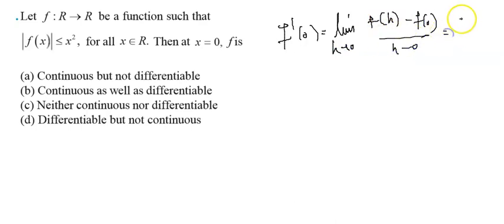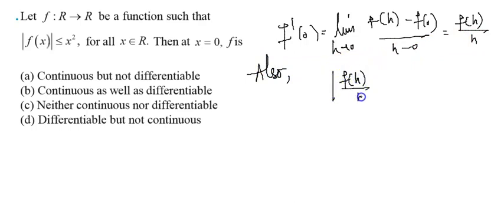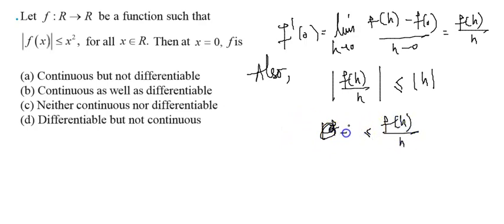That means we can say this will be equal to f of h upon h. Okay, and we also know that mod of fh upon h will be less than or equal to mod of h, according to the given condition. So we can say that fh by h will lie between minus mod of h and mod of h. This is clear here, right?